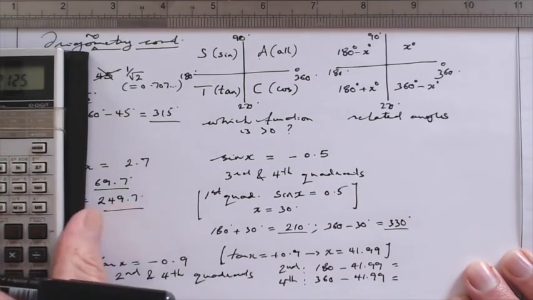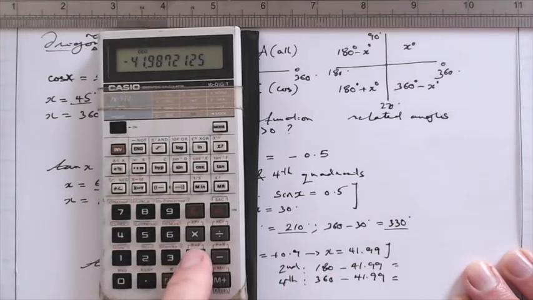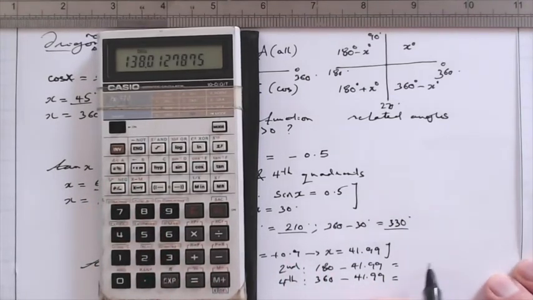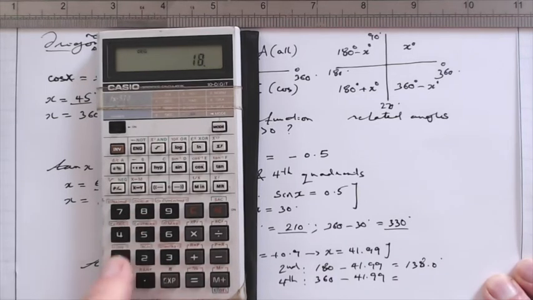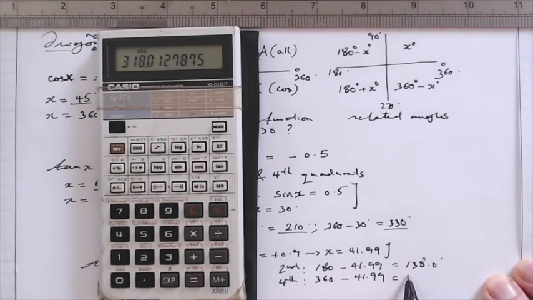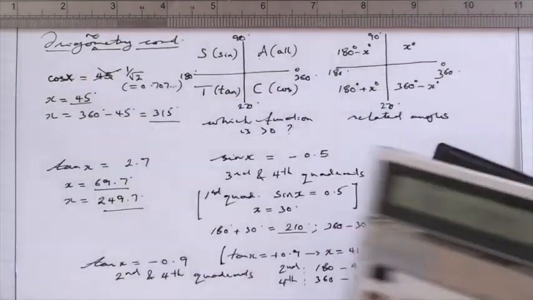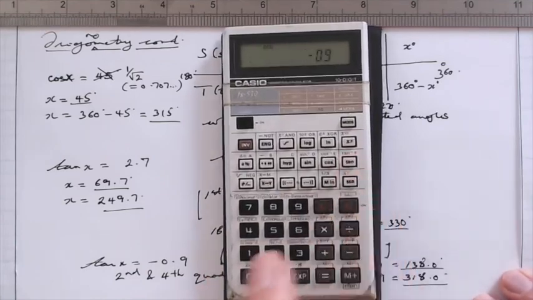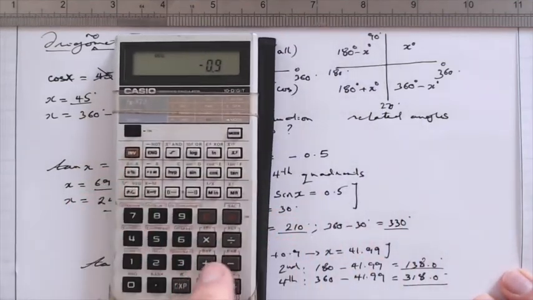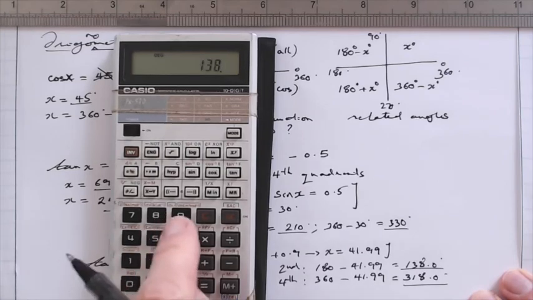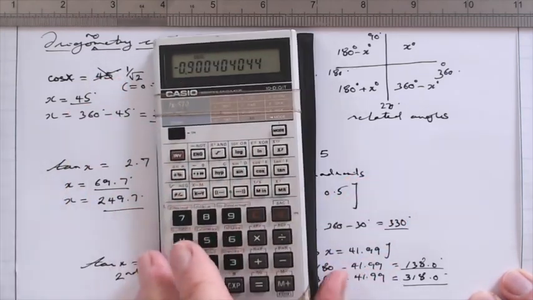And let's see what we get. So if I subtract this from 180, I get 138.0 degrees. And this one here will be 180 greater, which makes sense because we know that the solutions to tan repeat every 180 degrees. So these would be the two answers. And again, we can just check. So 318 degrees, if I take the tangent of that, I get minus 0.9. And 138 degrees, take the tangent, minus 0.9.